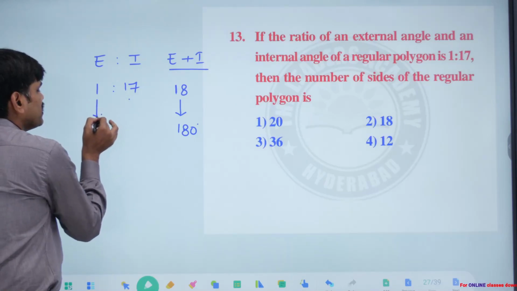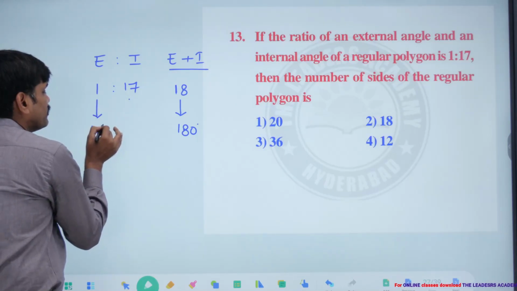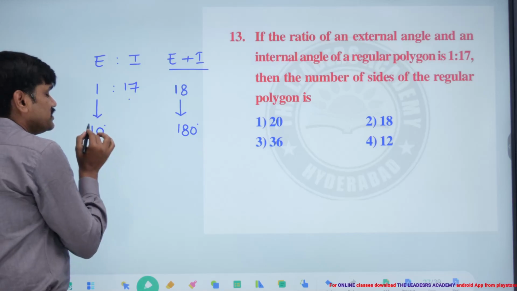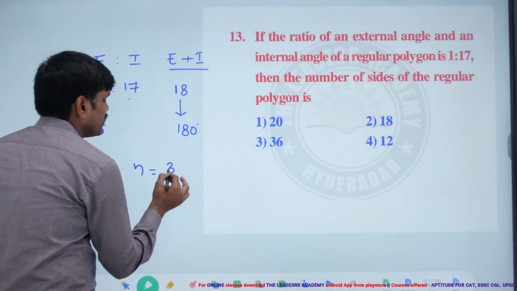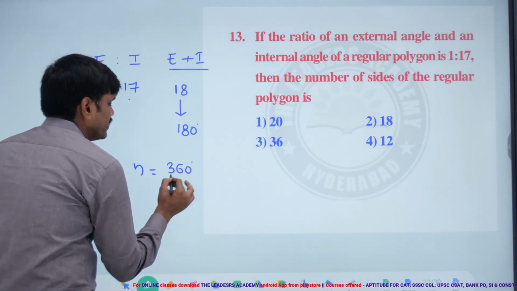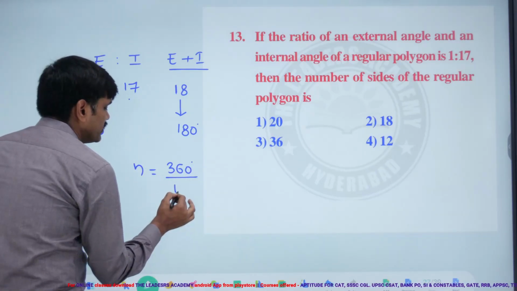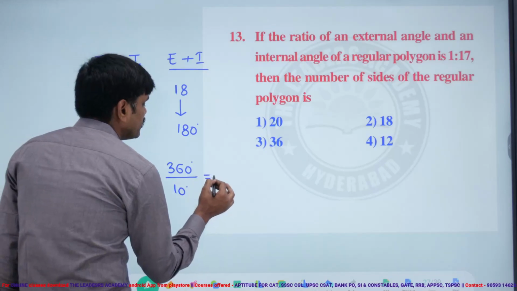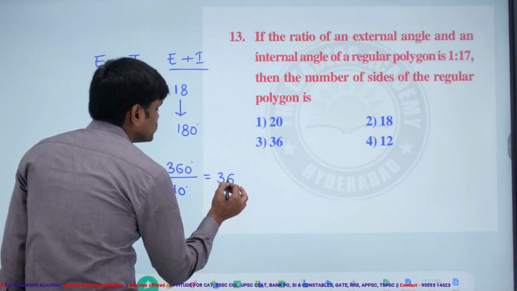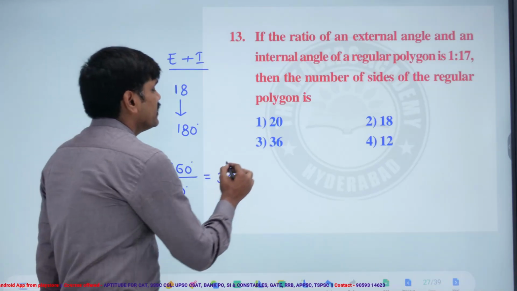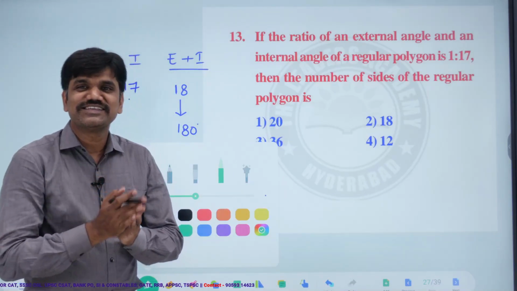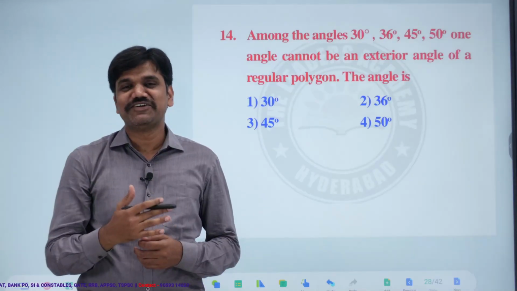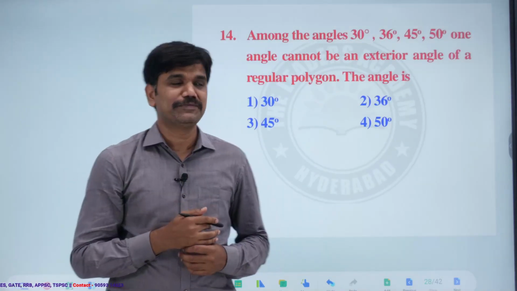So each external angle corresponds to one part. One part is 10 degrees. If one part is 10 degrees, then the number of sides is equal to 360 degrees divided by each exterior angle, that is 10 degrees. That should be equal to how much? 36. Hence I can say that the number of sides in that polygon is 36. Next, let's have a look at problem number 14.